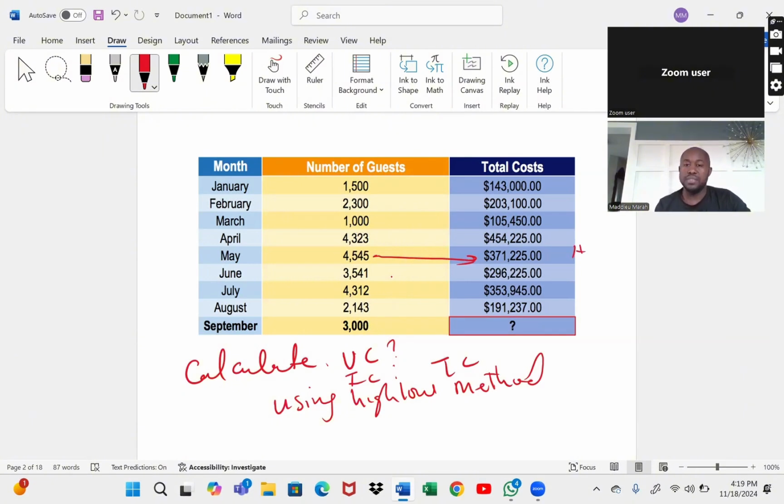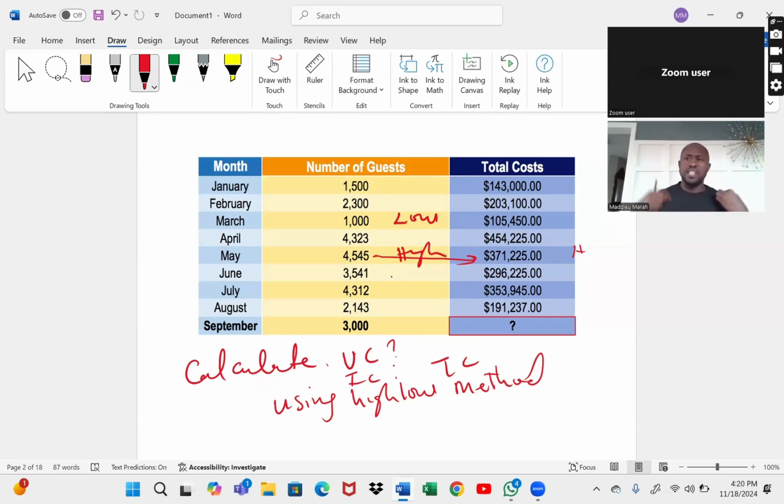And what's the low activity? The low activity, we can see 1,000 in March. So 1,000 in March is the low, and this is the high. So out of all this data, we only use these two lines, March and May. That's all we are going to use to calculate variable cost and fixed cost using the high-low method.